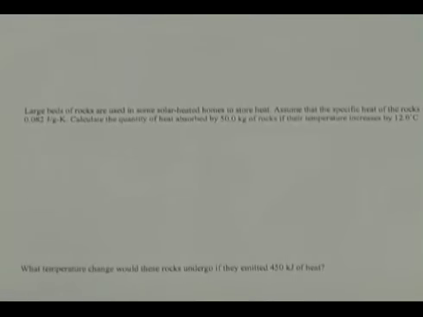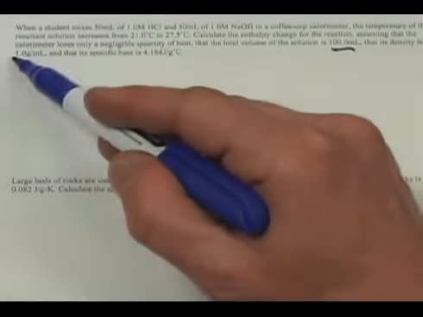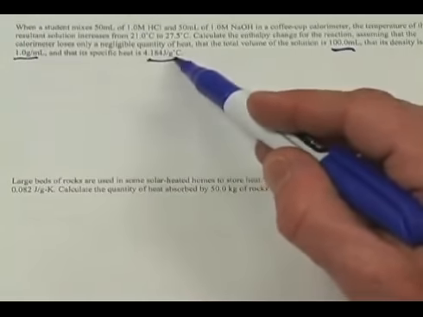Let's take a look at this question at the top of the next page. It's a calorimeter type question where it says, when a student mixes 50 milliliters of 1 molar HCl and 50 milliliters of 1 molar NaOH in a coffee cup calorimeter, the temperature of the resultant solution increases from 21 to 27.5. Calculate the enthalpy change for the reaction, assuming that the calorimeter loses only a negligible quantity of heat. The total volume of the solution is 100 milliliters and the density is 1 gram per milliliter, and the specific heat is 4.184. So a couple things to learn here.